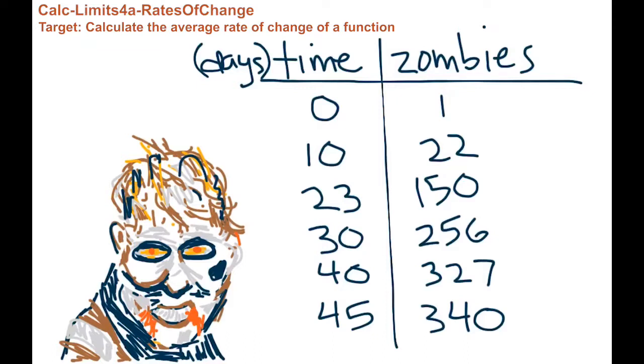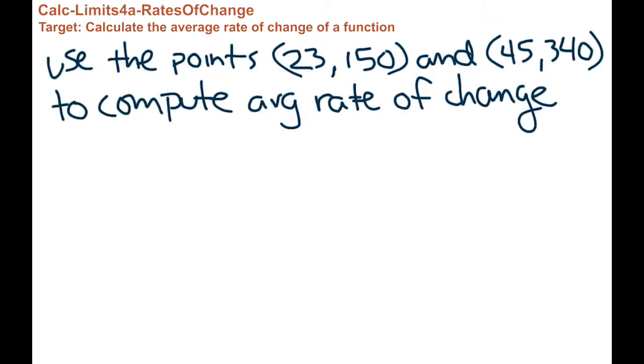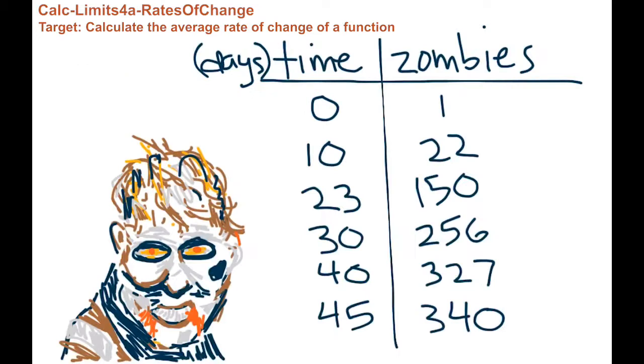So now that we have this tabular data, let's take a look at a question that we could have regarding rates of change. Let's say we want to use the points (23, 150) and (45, 340) to compute the average rate of change of zombies over time. So we're looking at this piece of data and this piece of data. Now this is a continuous function, it changes over time.